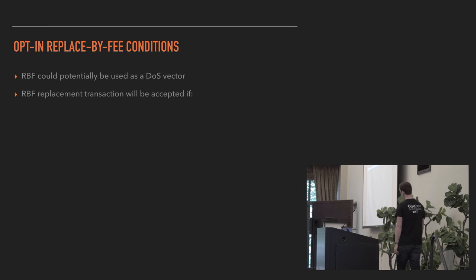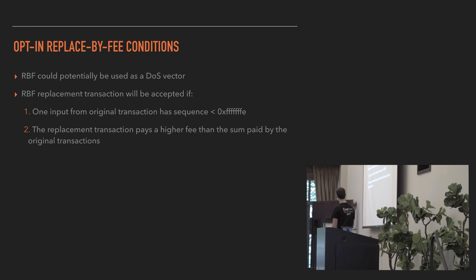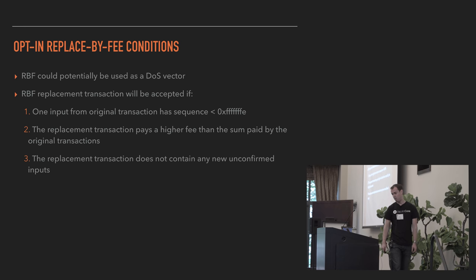So there's conditions attached to replace by fee. The first condition is it has to have this sequence number lower than that. The replacement needs to have a higher fee, right? I can't replace by a lower fee, so I need to keep bumping up the fee. The replacement doesn't contain any new unconfirmed inputs.